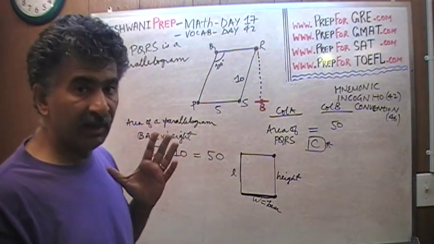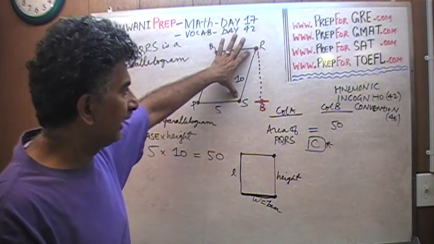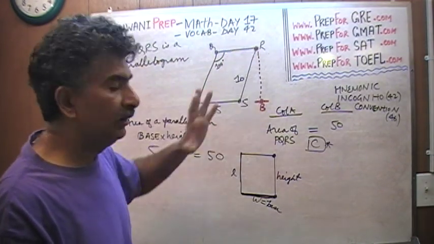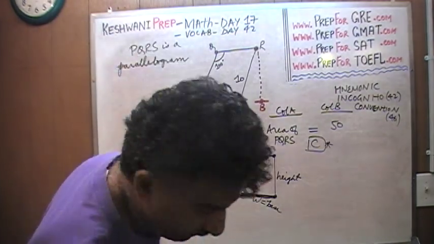So for those people who realize that 10 is not the height, that the height is this distance from R to B, they sit there and say, well, there is no way. Let me erase this part here.